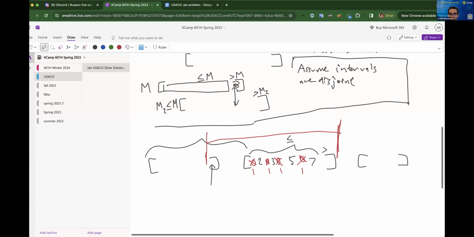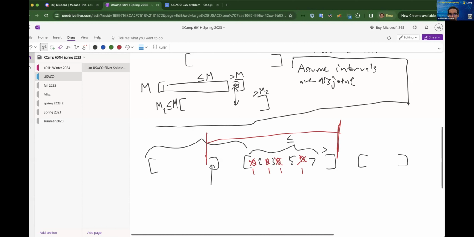So what we know about an interval is that if we consider the prefix max M, all these elements have to be less than or equal to M, and then this last element has to be strictly greater than M. This is because it is the first element that is strictly greater than the prefix max. So let's try looking at some properties of these intervals. Let's say that the intervals intersect.